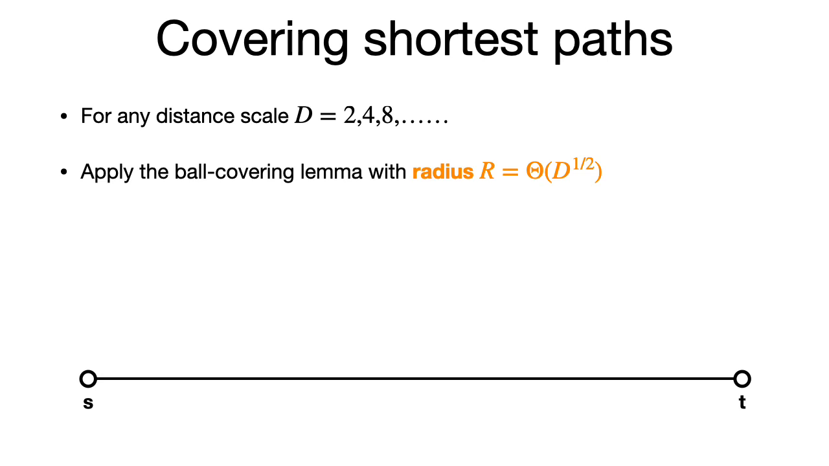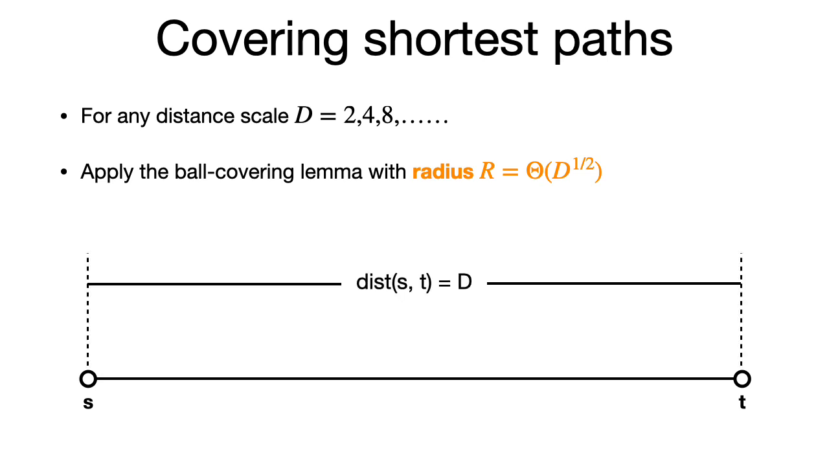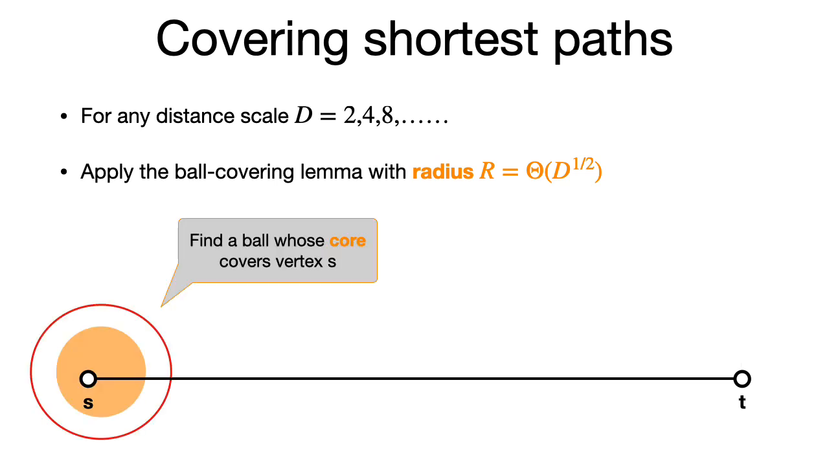To build the spanner, we consider different distance scales separately. Given any distance parameter d, which is a power of 2, apply the previous lemma with parameter r equal to root of d. Then look at any shortest path whose length is d. We will use a set of balls to cover this path. This is done in the following manner. First, find a ball whose core covers the starting vertex S. Such a ball exists because of the covering property.